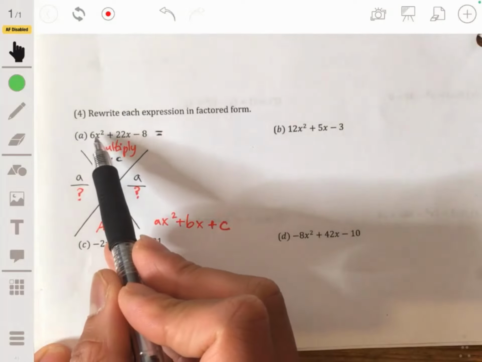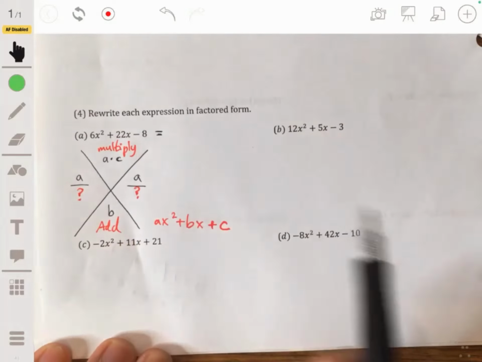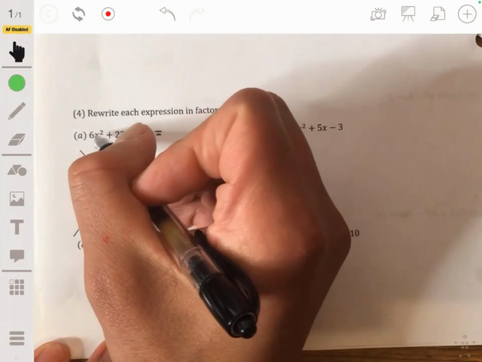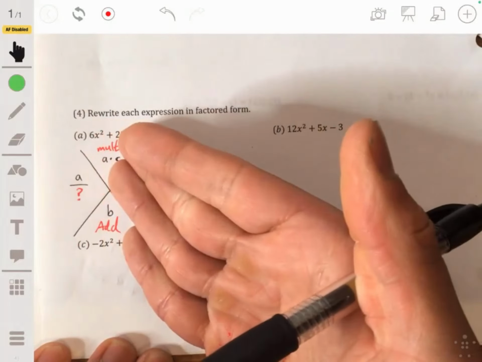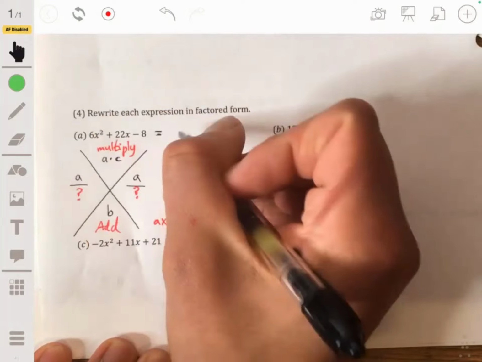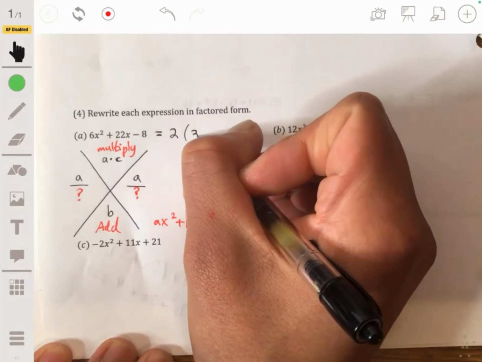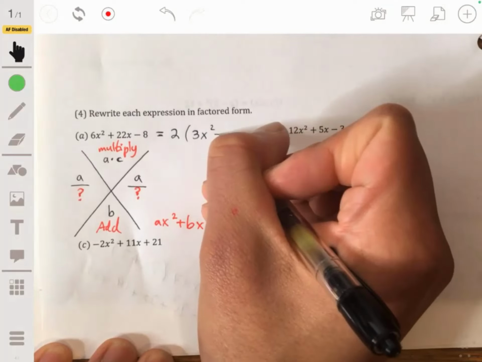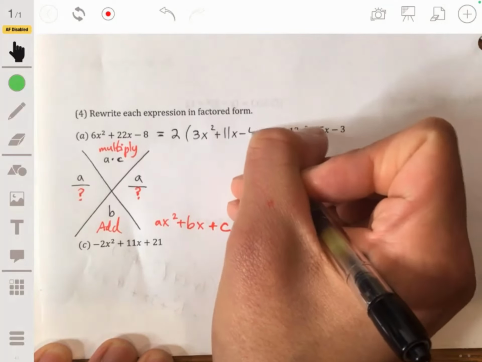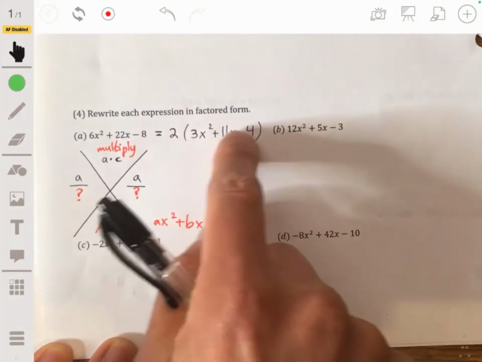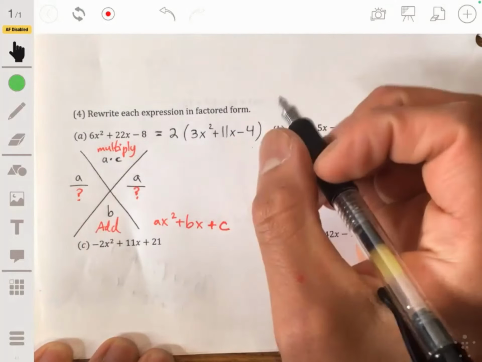Okay, so here we have 6x squared plus 22x minus 8. To make your lives easier, try to always factor out something that goes into every term. So the greatest common factor. In this case, we can take out a 2. And so we're going to have 2 times 3x squared plus 11x minus 4. Then we're going to work with this as our x games.